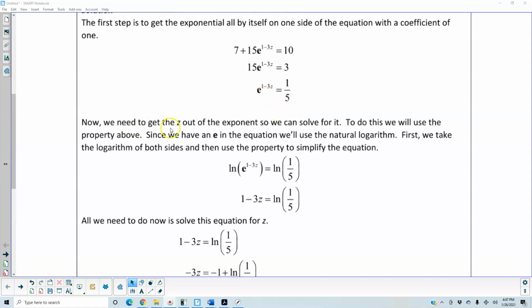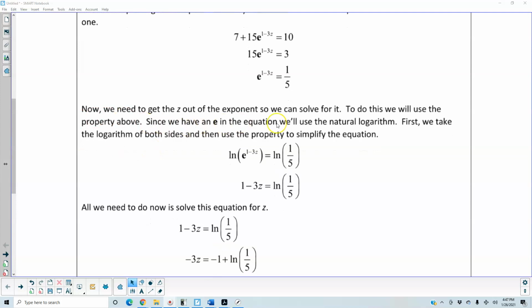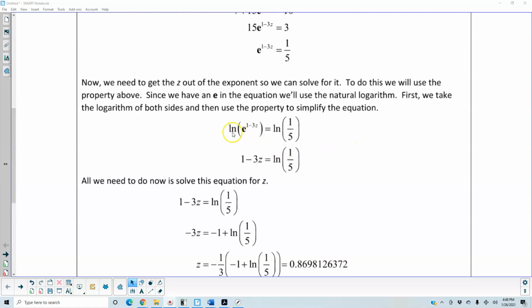Now we need to get the z out of the exponent so that we can solve for it. To do this, we will use the property above. Since we have an e in the equation, we'll use the natural logarithm. So first we take the logarithm of both sides and then use the property to simplify the equation. So we have the natural log of e to the 1 minus 3z, which is equal to the natural log of 1/5. Now because the base is e here and this is e, we can get the variable z out of the exponent. So we have 1 minus 3z, which is equal to the natural log of 1/5.